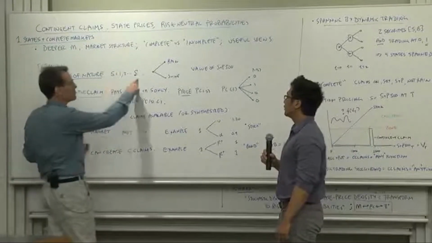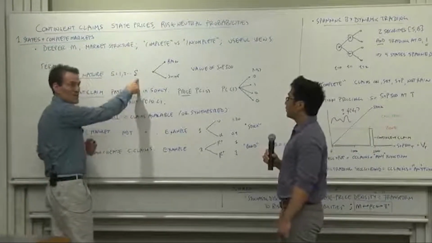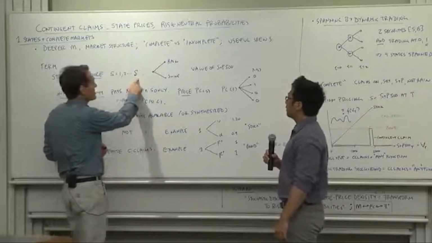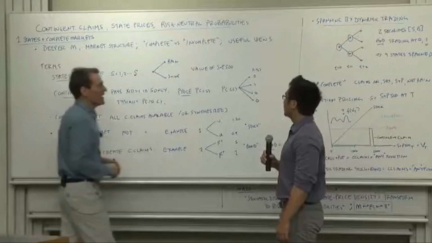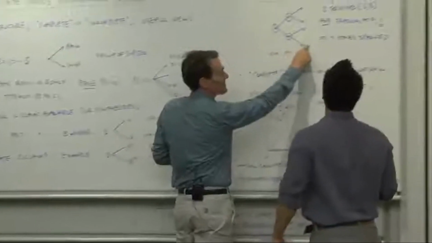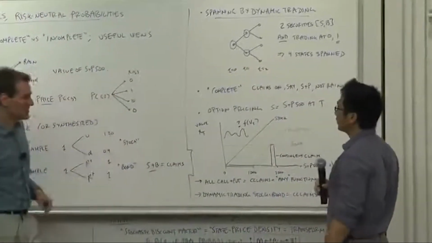So we can have a countably infinite number of S's. You can imagine the mathematics gets more fun when you do that. You can have an uncountably infinite number of S's. You can have continuously distributed random variables. And not only that, but time doesn't have to be discrete. Time can become continuous as well.